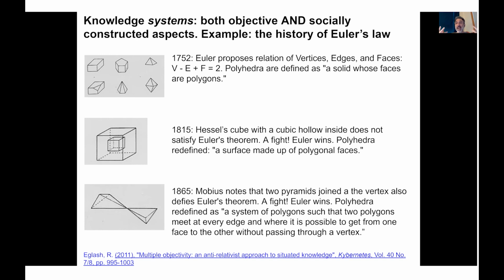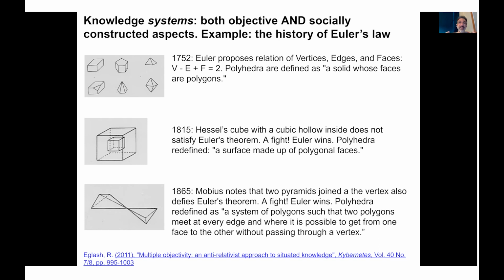And he pronounces that as this wonderful new discovery, and everybody celebrates it up until 1815. And then Hessel comes along, and Hessel says, what if I hollow out a little cube inside and make a little vacuum, a little space? Then Euler's theorem does not apply. And so a math fight breaks out.